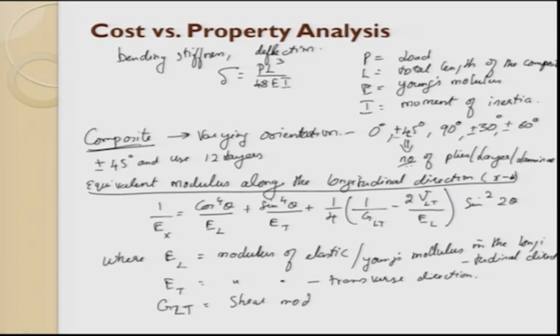Now you see, new terms come into existence. Shear modulus of the composite. VLT is the Poisson's ratio. And theta is the orientation. So you see, the orientation also plays an important role as far as the properties are concerned.